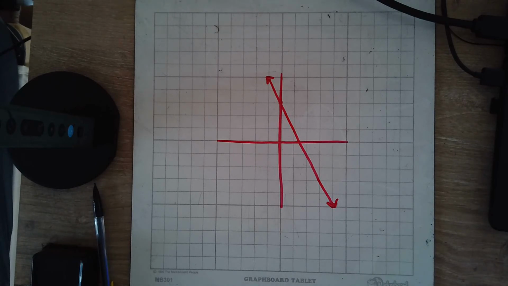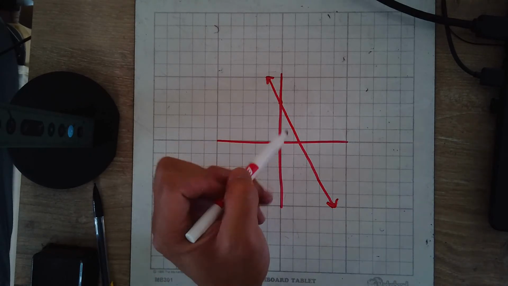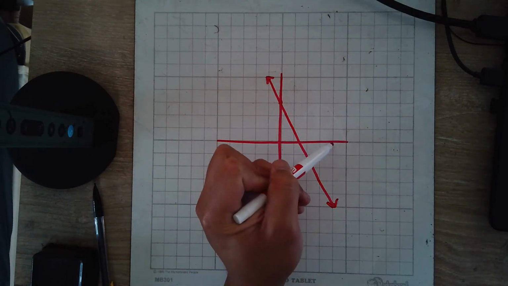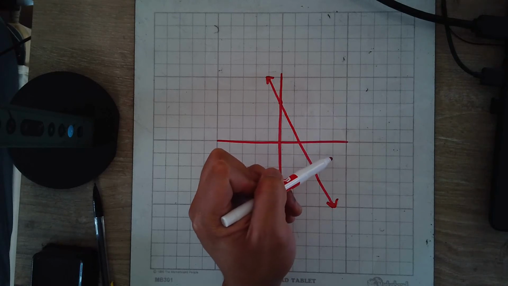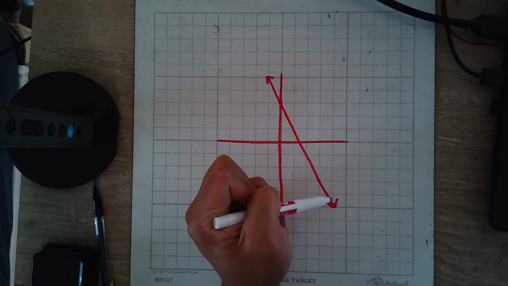All right, number 20, they tell us that our input is 4. So we go ahead and count 1, 2, 3, 4. And our graph is beneath this. So right here, we go down 1, 2, 3, 4, 5. So that means our output is negative 5.